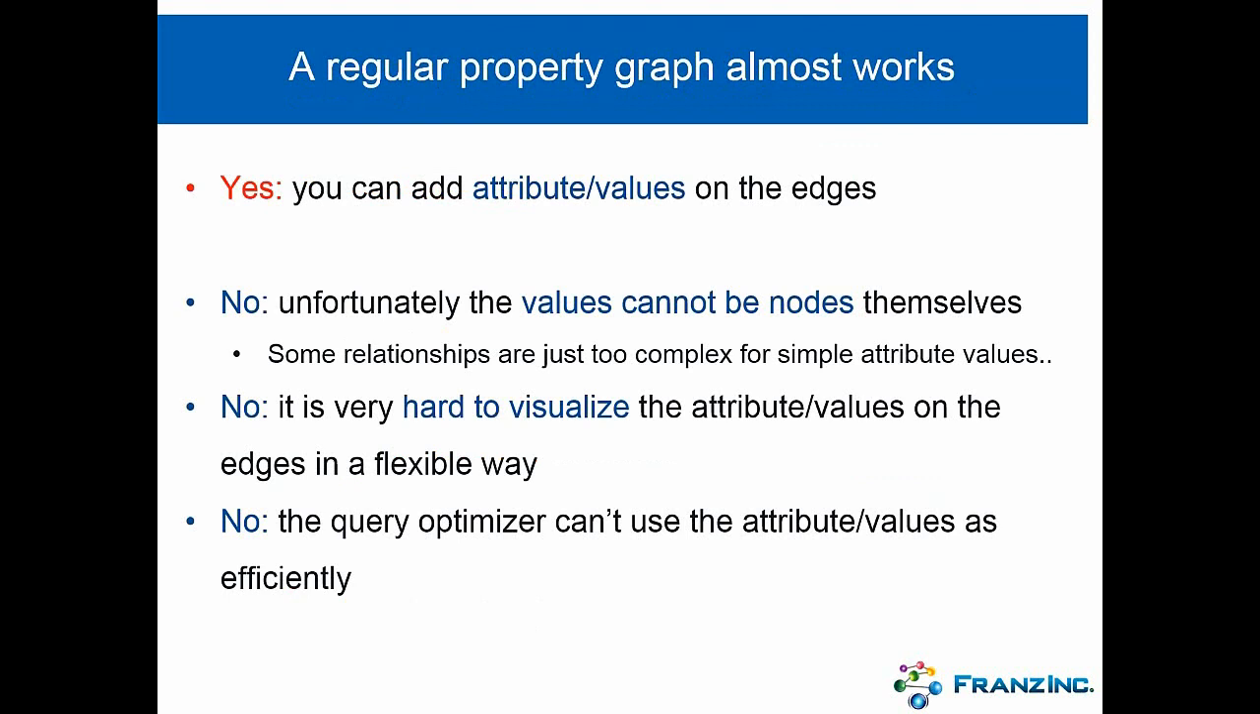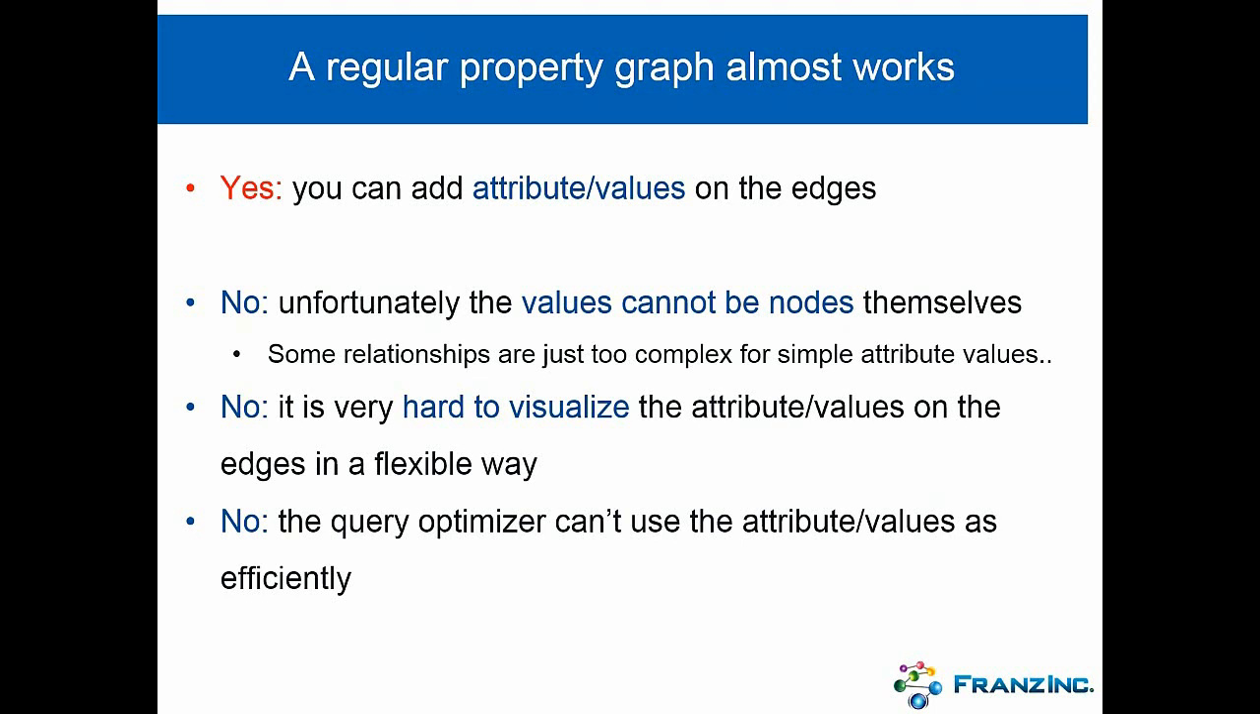So yes, in many cases you can use a property graph and it will almost work, because of course you can put attribute values on the edges or on the links between two nodes. But unfortunately, in a regular property graph database, the values cannot be nodes themselves. So if your edge has attributes that are in themselves very complicated, then it just doesn't work to use the property graph approach.